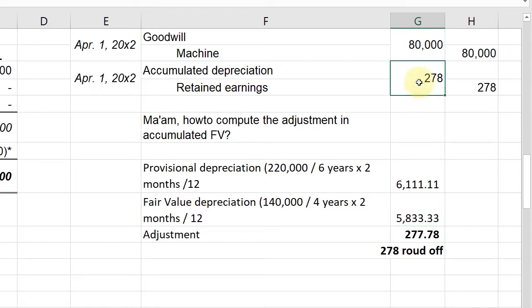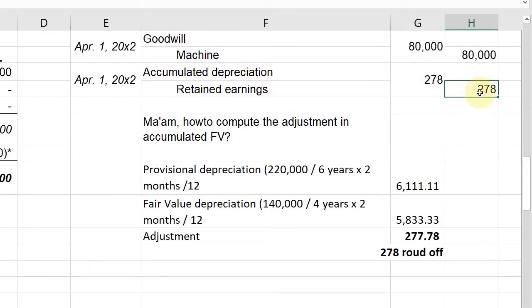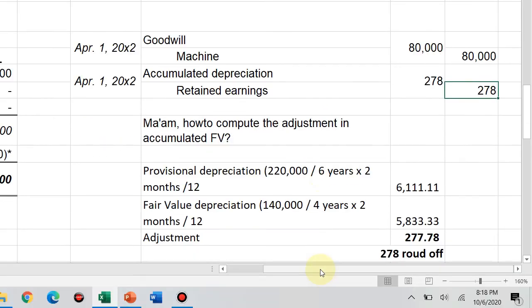Okay, so, bawasan mo yung accumulated depreciation ng 278. Okay, and then, dagdagan mo retained earnings mo ng 278 kasi nag-overstate ka ng isang contra asset account and expense. Okay, so ibig sabihin, understated ang iyong profit last year. Okay, so sa retained earnings na siya papasok. Okay, so I hope that's clear to you.